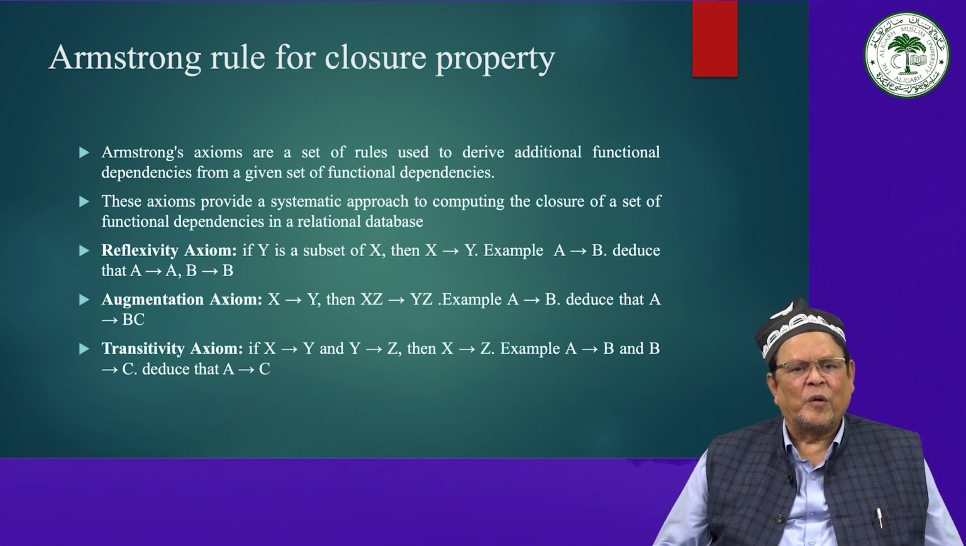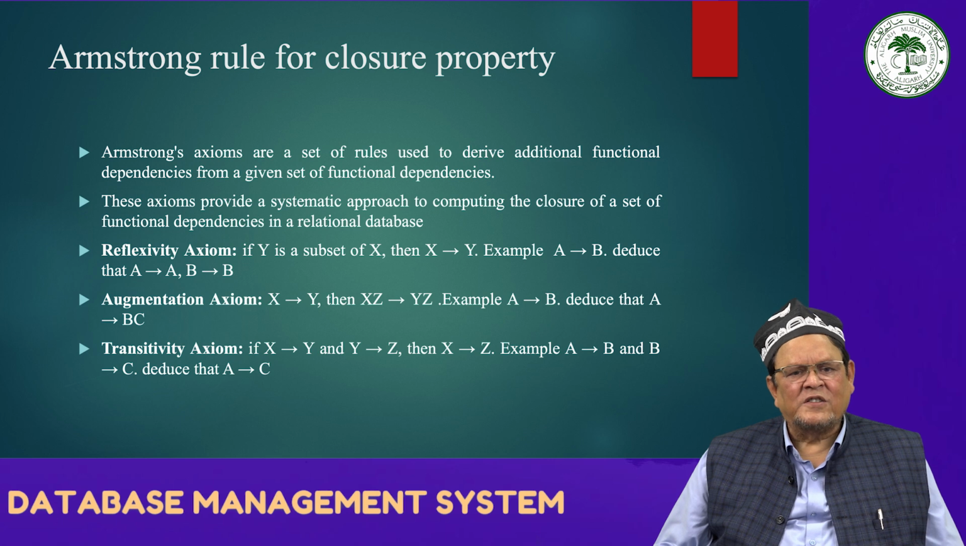Armstrong's rules for the closure property. Armstrong's axioms are a set of rules used to derive additional functional dependencies from a given set of functional dependencies. These axioms provide a systematic approach to computing the closure of a set of functional dependencies in a relational database. Let's understand each axiom in detail.